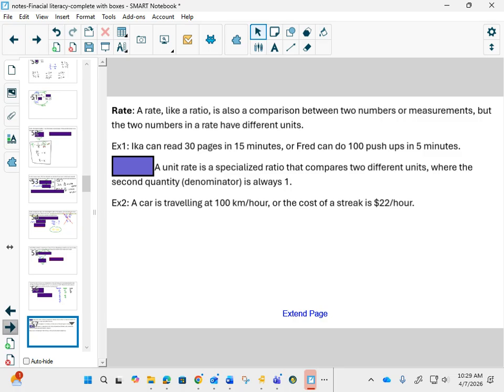So here's a box for you guys to fill in your notes. A rate, like a ratio, is a comparison between two numbers or measurements. But the two numbers in a rate have different units.